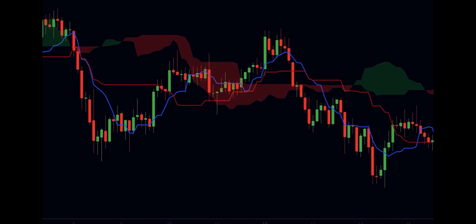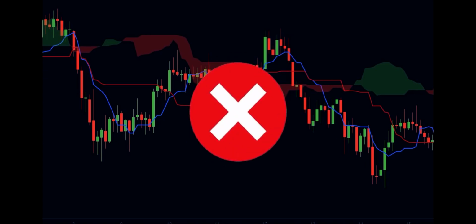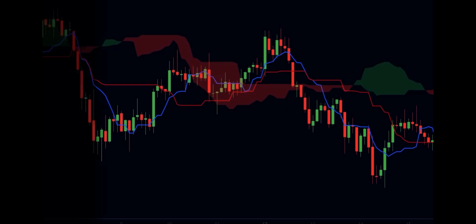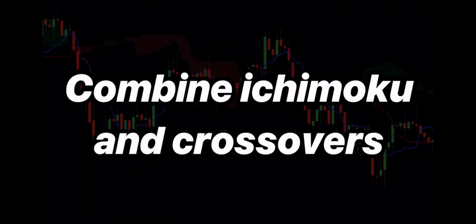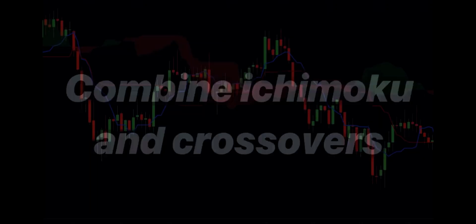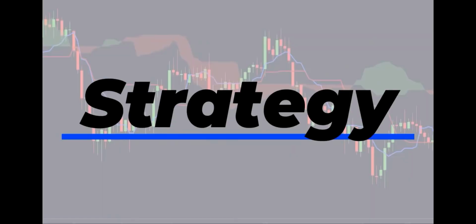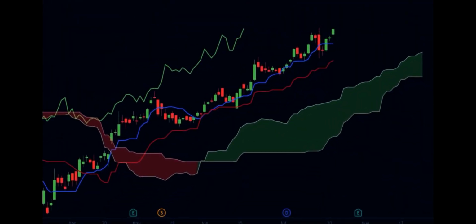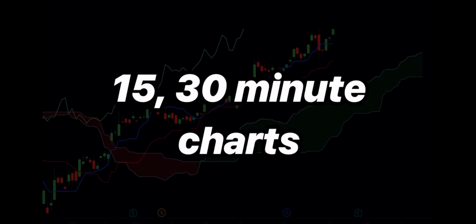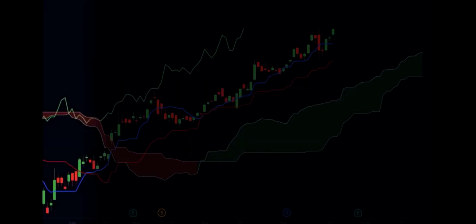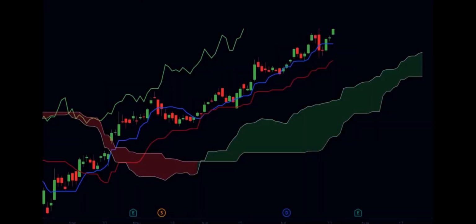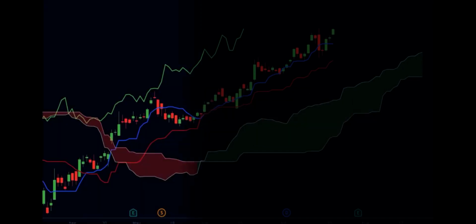Blindly trading these crossover signals will not lead you to massive profits. But we can combine the Ichimoku Cloud and these crossover signals to filter out the best trading opportunities. So let's now look at the strategy. First of all, we will use this strategy on the 15-minute and the 30-minute charts. I don't recommend you to trade on lower time frames. The strategy is quite simple and has 3 rules.